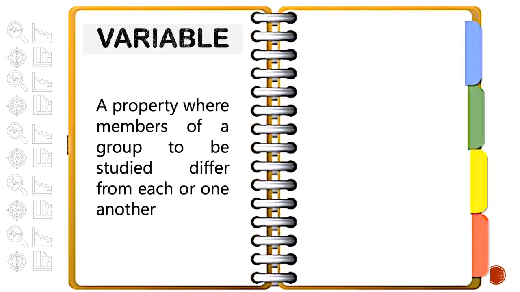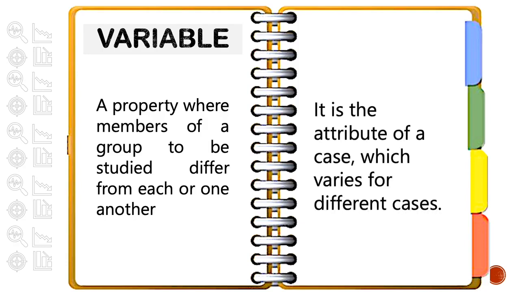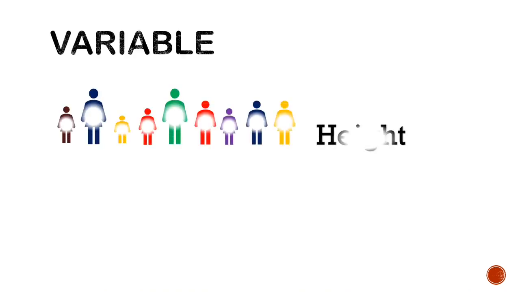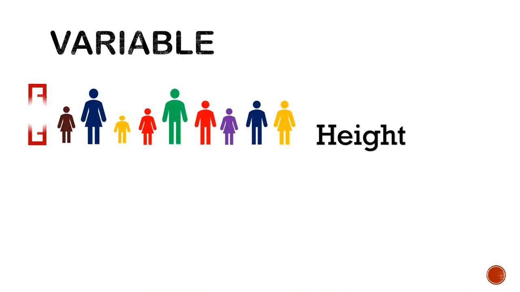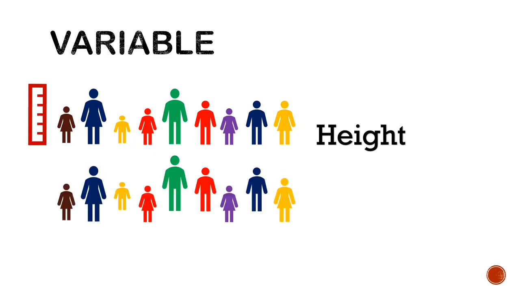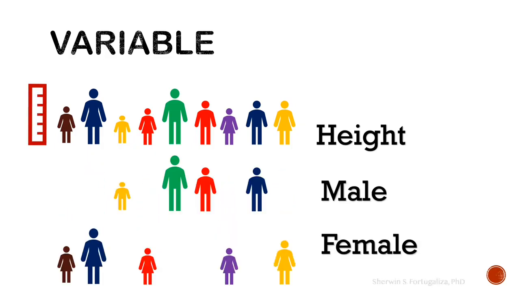A variable is a property where members of a group to be studied differ from each or one another. Simply, it is the attribute of a case which varies for different cases. In the conduct of quantitative research, your respondents might differ in height. Some also might differ in sex. Others are male, some are female.